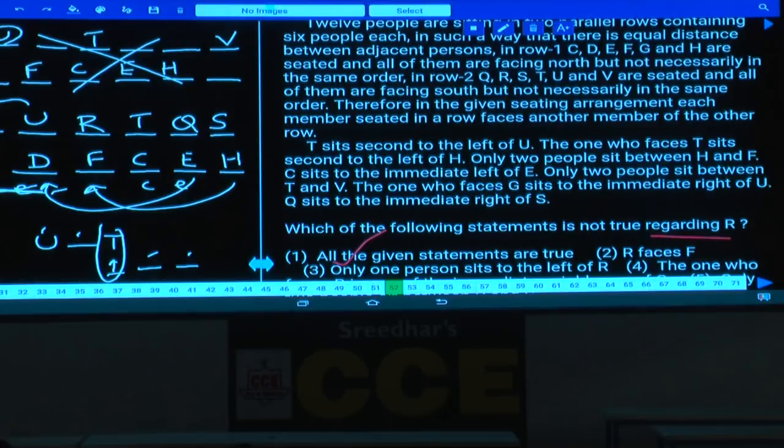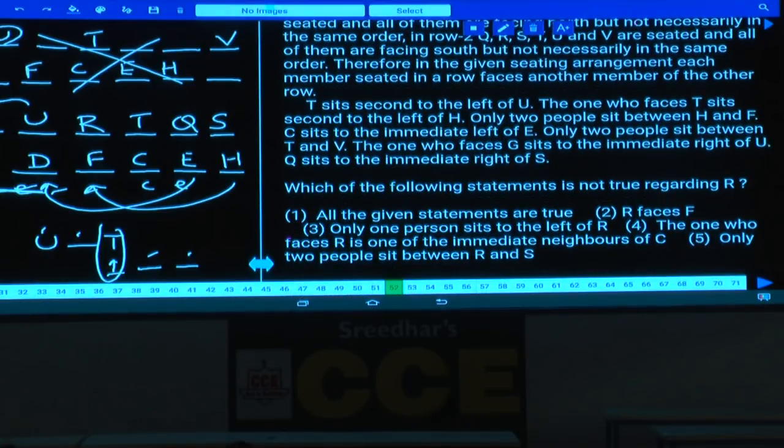Then question number 52. Which of the following statements is not true means that it must be definitely false. Which among the following statements is definitely false regarding R? Condition number 2, R faces F, that is definitely true. Now we should check at least one more statement. Only one person is to the left of R. How many persons are to the left of R? There are 3 persons. Hence this choice is ruled out.